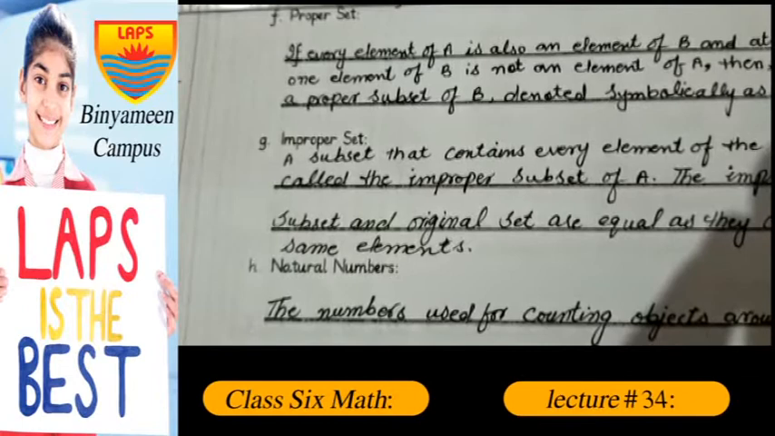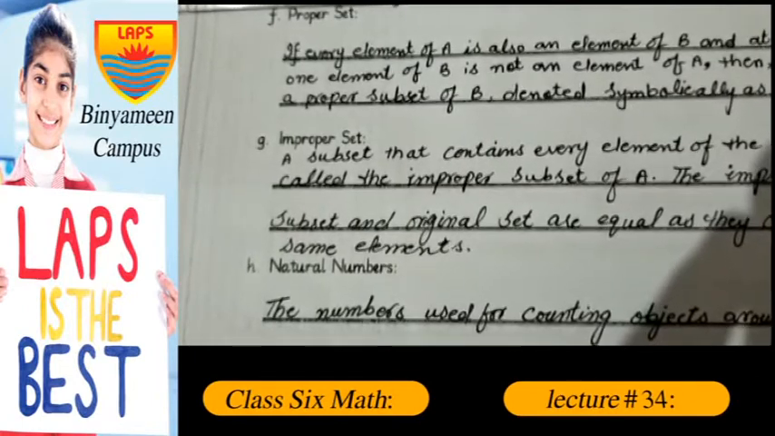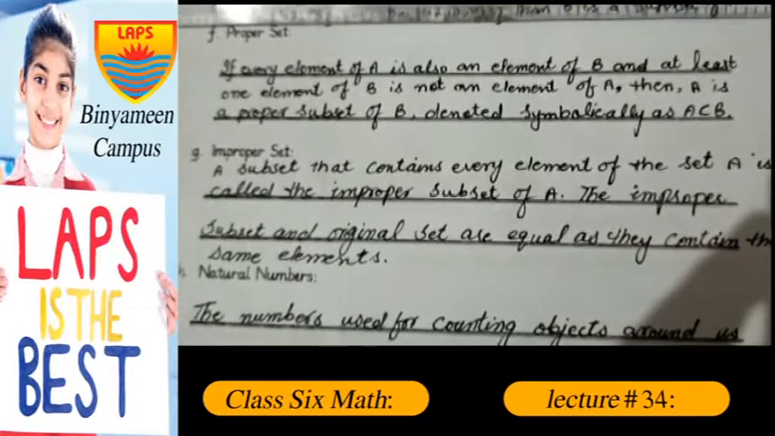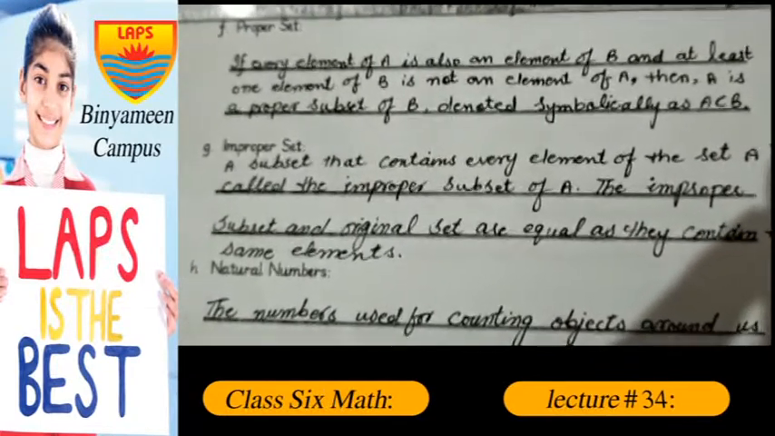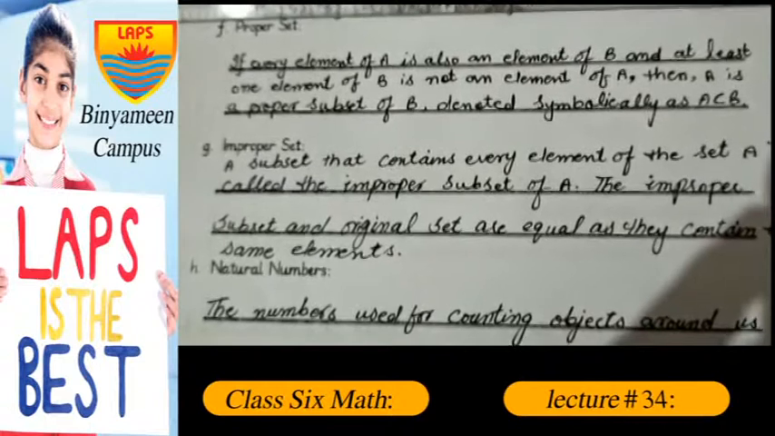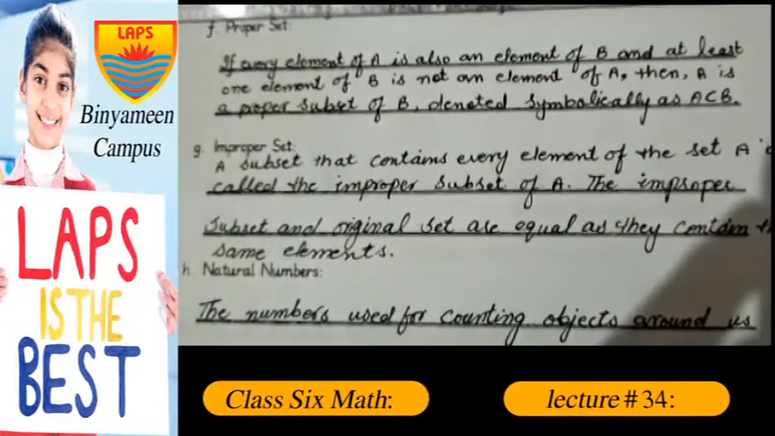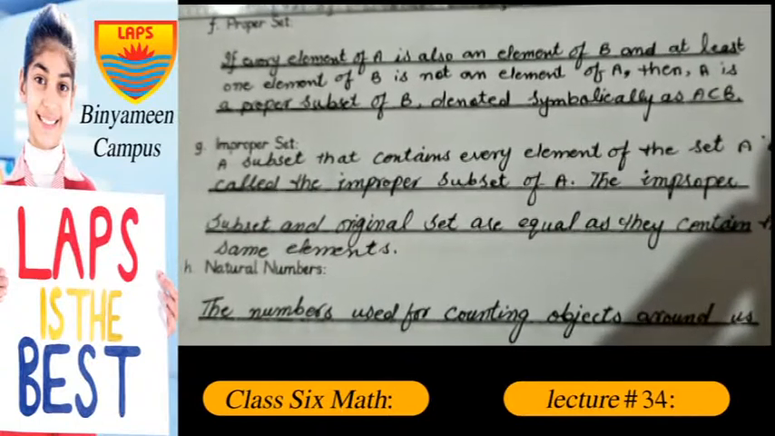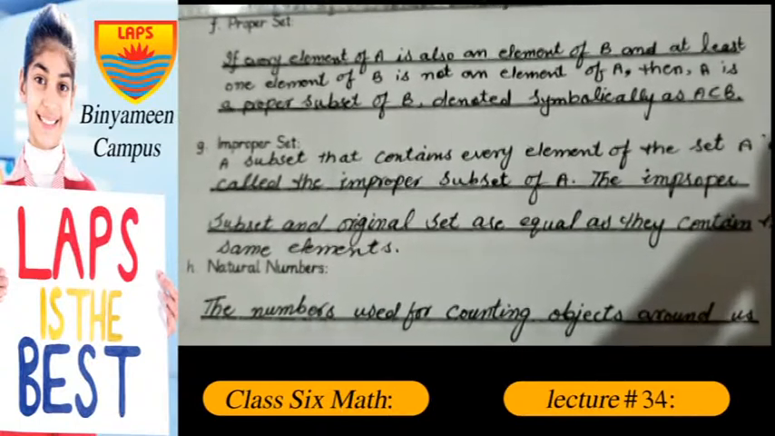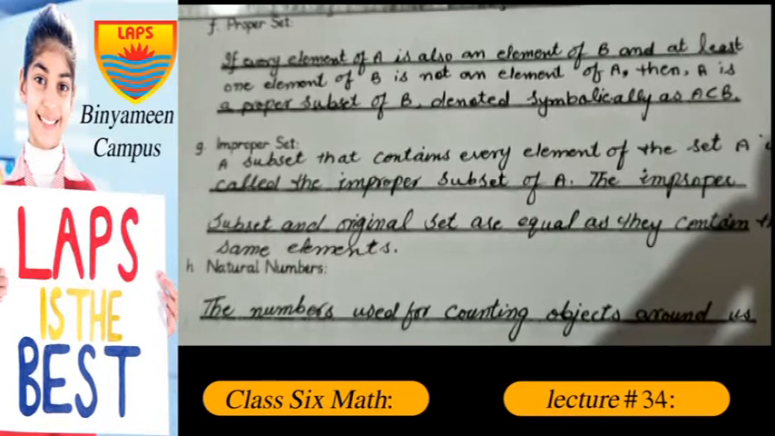If every element of a set A is also an element of a set B, and at least one element of set B is not an element of set A, then A is a proper subset of a set B, denoted symbolically as A ⊂ B.